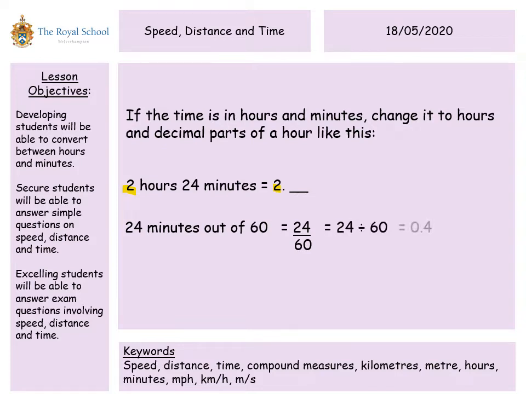So that's going to give us 0.4 here. So we already know we had our 2 hours to begin with. We've now got the 24 minutes being 0.4 hours. So pop those together and we get 2.4 hours.